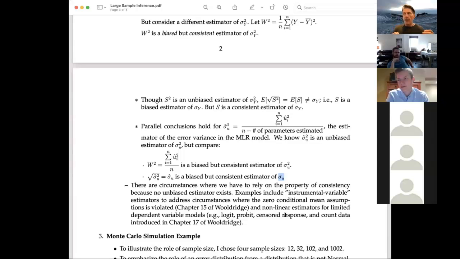And even in that course, you find some situations where we don't have an unbiased estimator. Like when we're using an instrumental variable estimator to overcome the problem of violation of the zero conditional mean assumption, we're going to find that we don't have an unbiased estimator, we only have a consistent estimator.